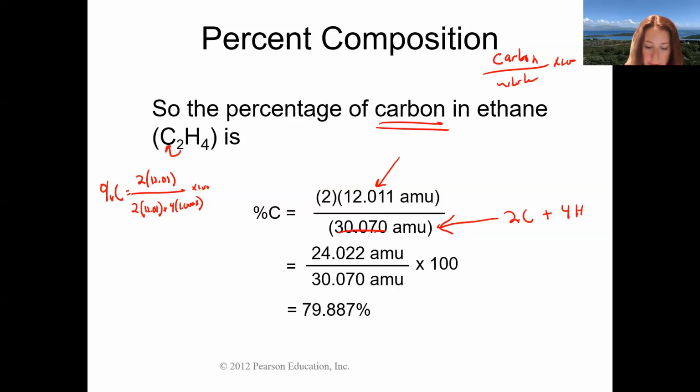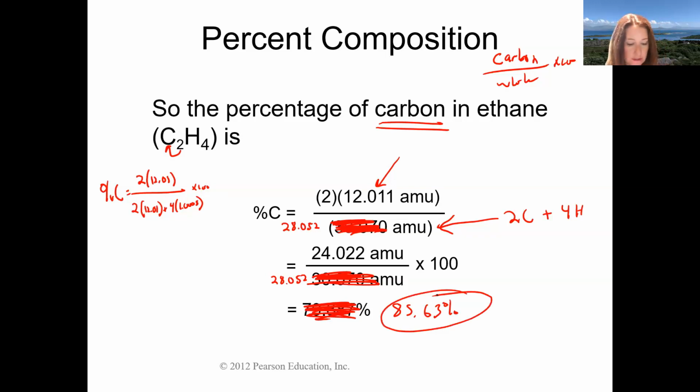Oh, I shouldn't use this. This is from a book. It's wrong. Thank you. I'm going to try to write it really neatly. Actually, I'm just going to write it over here. 28.052. So 24.022 divided by 28.052 is actually, good catch, Jose, 85.63%. You don't have to worry about sig figs here because I didn't give you any sig figs, right?